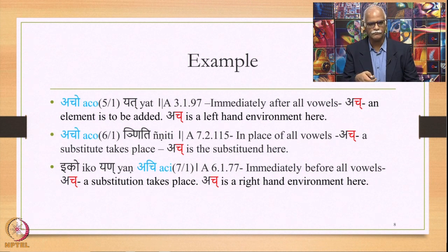On this slide we studied how cases get attached to the Pratyahara ach. Here is the fifth case, this is the sixth case and this is the seventh case. In this fifth case, ach, that is a vowel, acts as a left hand environment in which a certain element is added. This second case, acho, which is 6-1, acts as a substituent for a substitute to take place. And in case of this third sutra, iko yanachi, achi indicates that a vowel acts as a right hand side environment for this substitute to take place. So depending on the environment the Pratyahara is providing, cases will be added to it, and achaha, achaha and achi will be used by the grammar of Pāṇini.